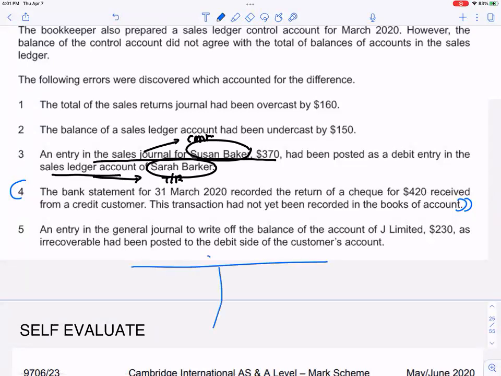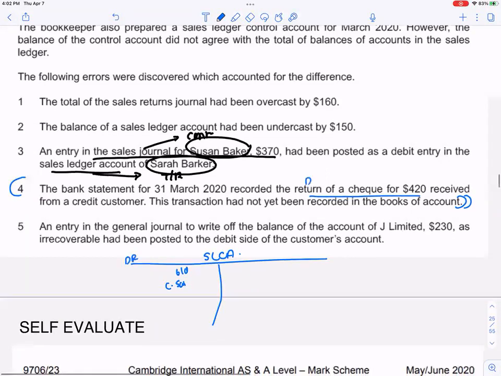Can you all explain to me what this is? Bank statement recorded return of cheque. Return of cheque appears on which side? Dishonor. Debit, on the debit side. Very good. I just want to know the side. So there was a dishonor from a customer.